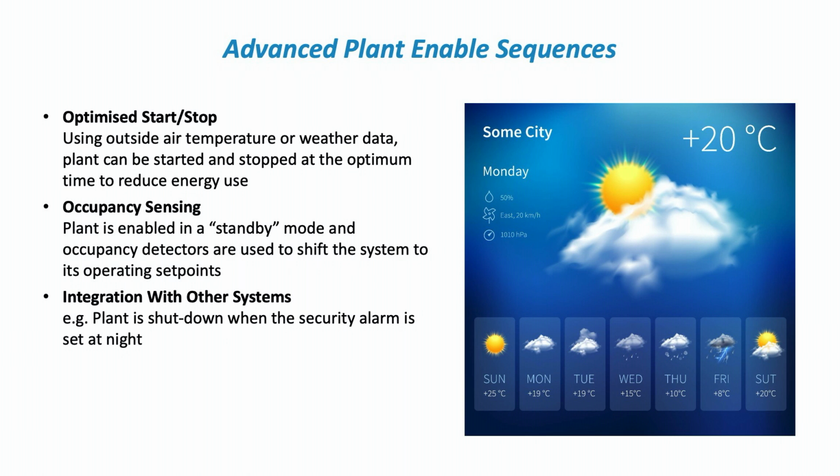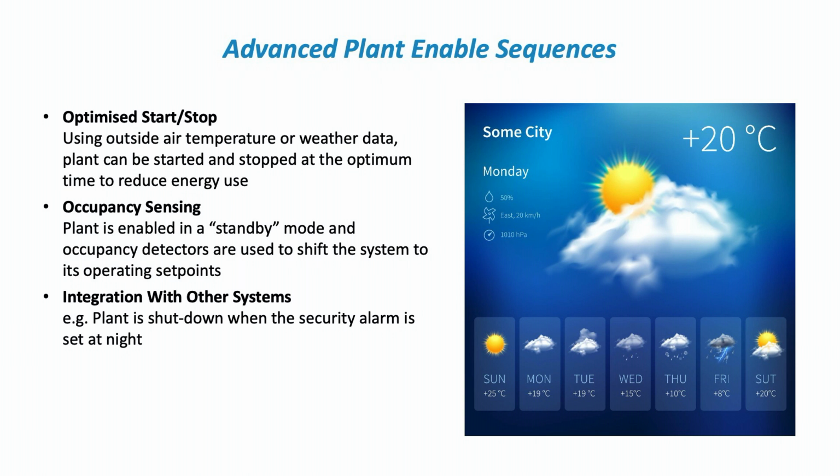We can also bring in other variables for our plant enable and disable as well. You might have heard the phrase optimized start-stop. With optimized start-stop, we use outside air temperature or weather data so that we can make sure we reduce our energy consumption. The idea being that if you want your plant to be at temperature at 8 o'clock in the morning, you might set your boiler to come on at 4 o'clock in the morning, so it's got plenty of time to heat up.